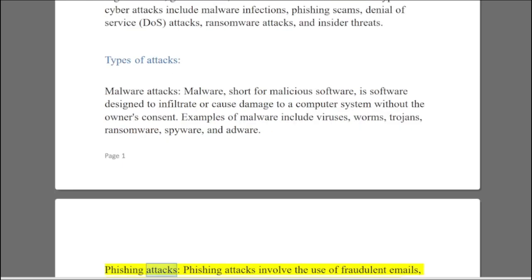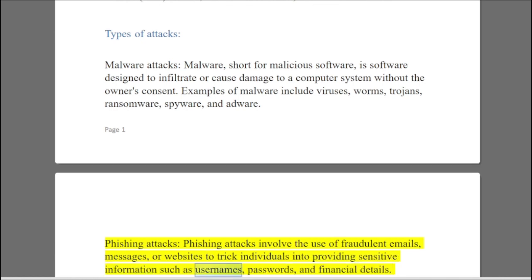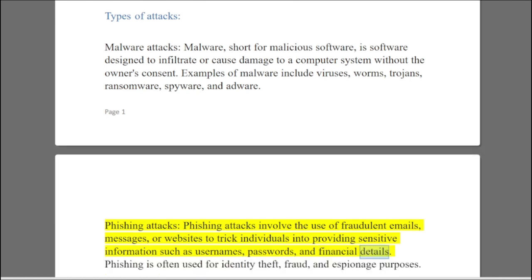Phishing attacks. Phishing attacks involve the use of fraudulent emails, messages, or websites to trick individuals into providing sensitive information such as usernames, passwords, and financial details. Phishing is often used for identity theft, fraud, and espionage purposes.